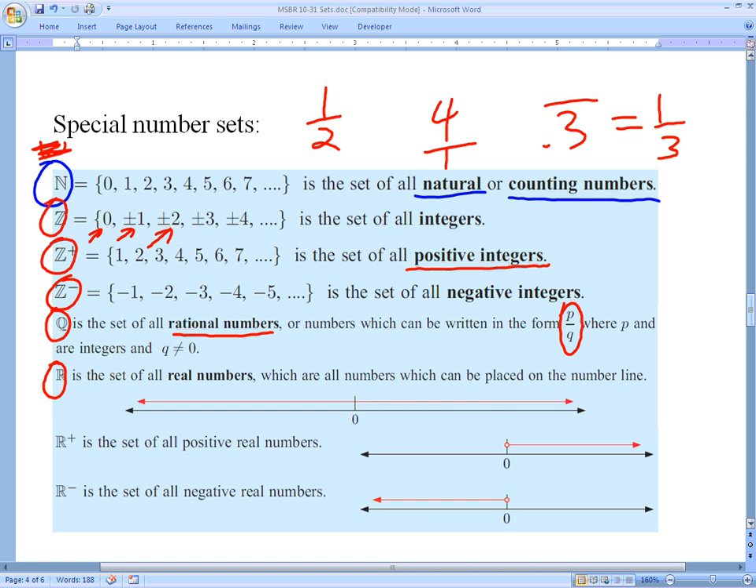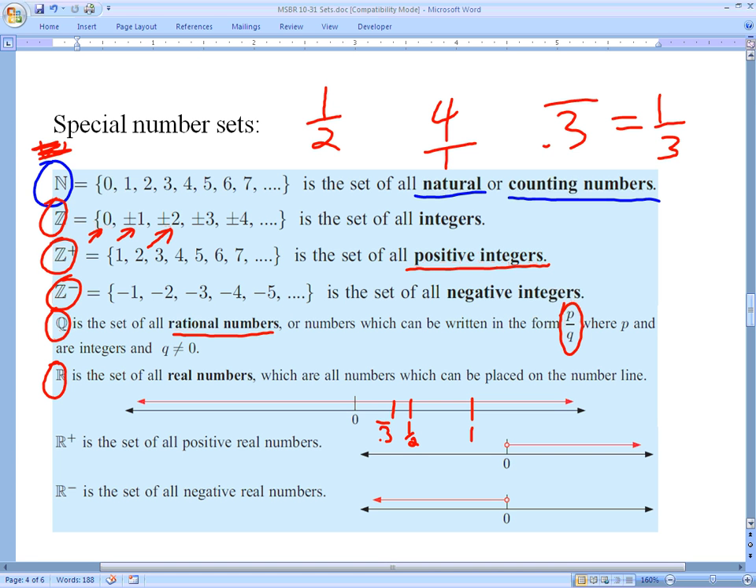R stands for real numbers. Real numbers are any number you can put on a number line. So let's think about numbers. Let's say I've got 1. That certainly can go on a number line. 1/2, that goes on a number line. 0.3 repeating, that goes on a number line.